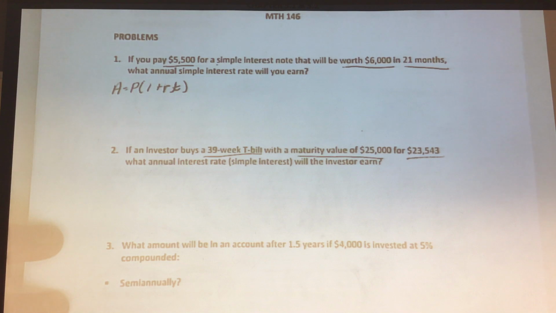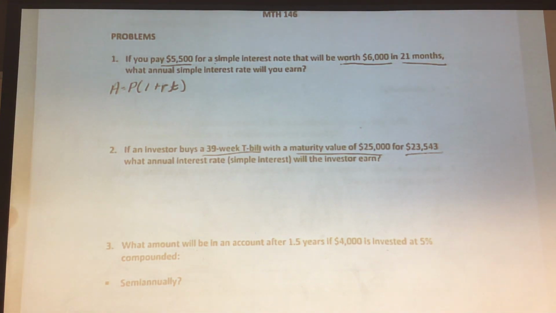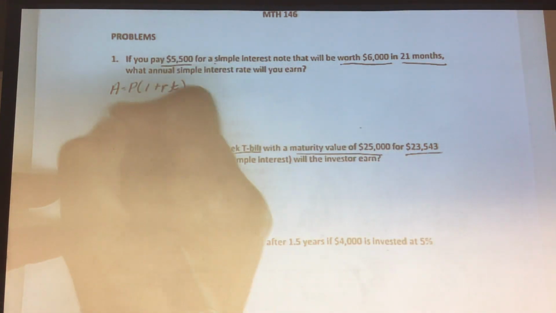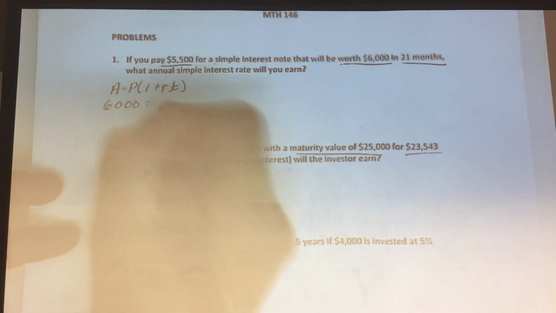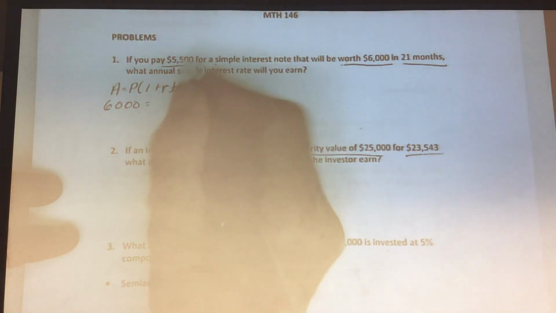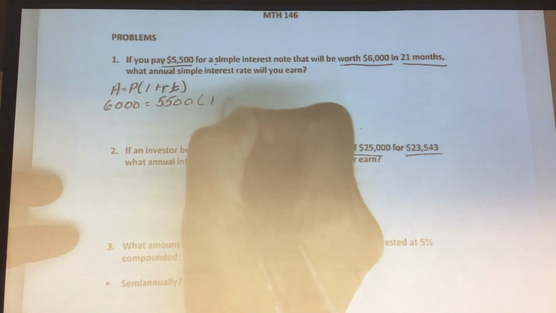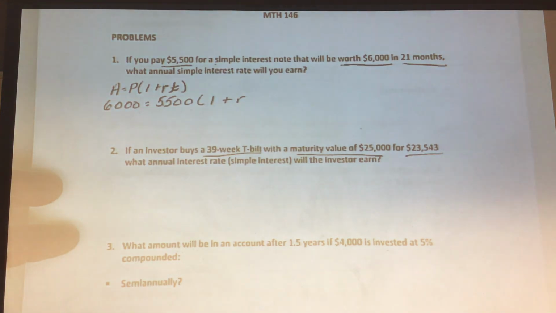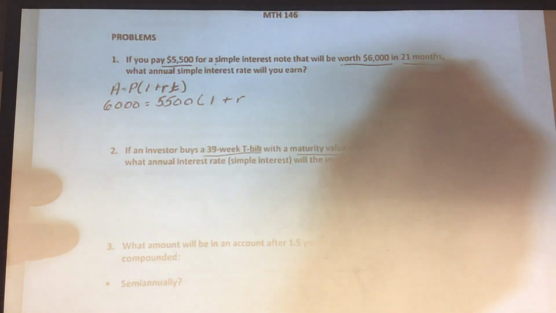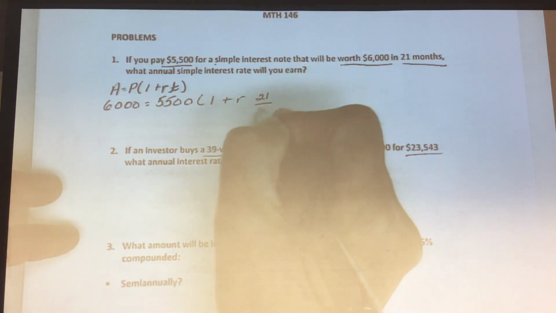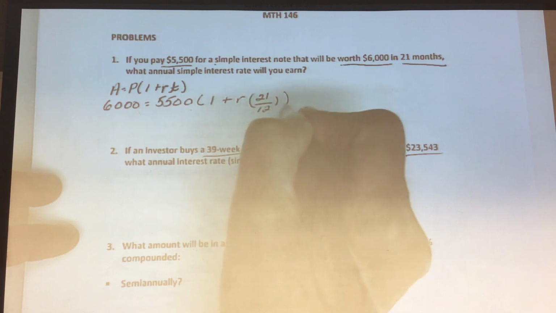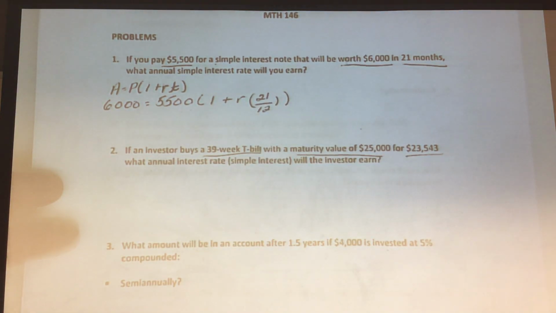So here we have the simple interest formula: A equals P times 1 plus RT. A is your future value, so we know that 6,000 is our future value. P is our principal or present value, and that is 5,500, times 1 plus the rate, which is what we're trying to solve, and the time is 21 months, and we're going to divide 21 by 12, because time has to be in years.